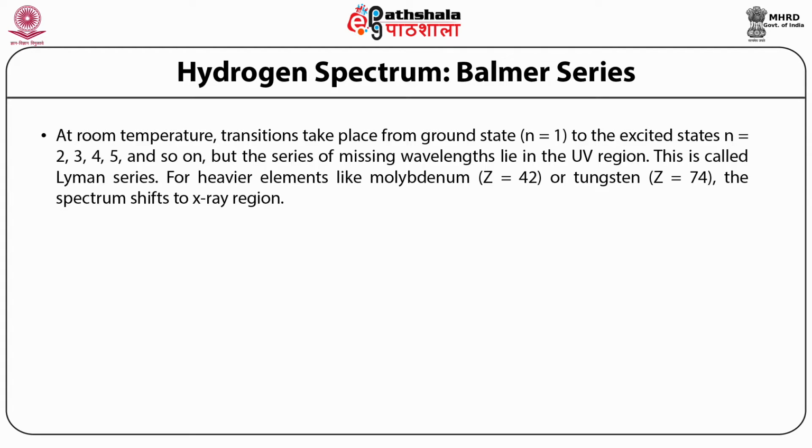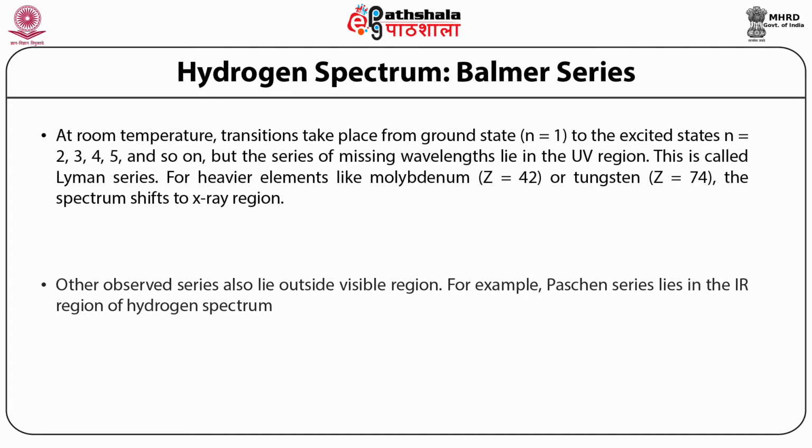Now, for heavier elements like molybdenum or tungsten, the spectrum shifts to the X-ray region because 1 by lambda is proportional to z square, and so you find that for heavier elements, the spectrum shifts to the X-ray region. Other observed series also lie outside the visible region. For example, the Paschen series lies in the infrared region of the hydrogen spectrum.